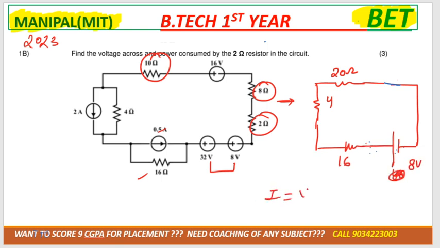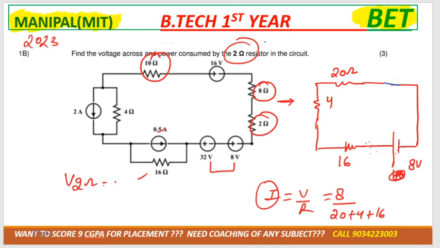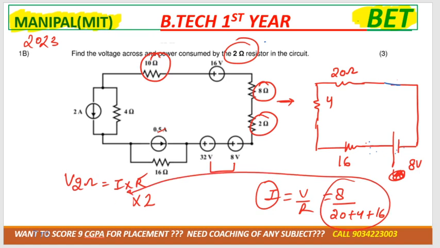So I is equal to V by R. V is 8, resistance is the combination of all three, 20 plus 4 plus 16, that is I. Now they are asking for the voltage across 2 ohm, so the voltage across 2 ohm is I into R. R is 2 ohm. Whatever current you get from here, you can substitute it there, then you will get the voltage across 2 ohm.